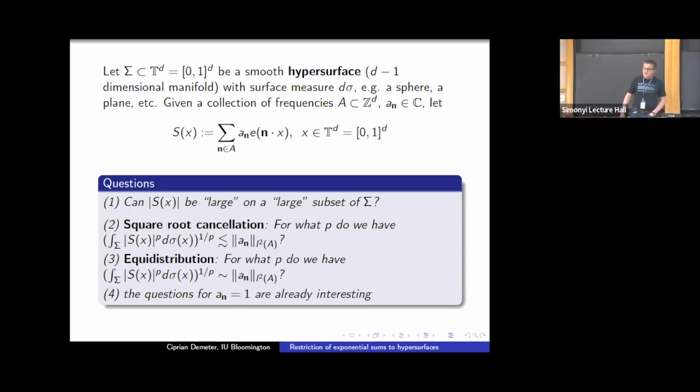And I would say that the questions for constant coefficients n equals 1 are already hard and interesting. Perhaps number theorists would be more interested in the case n equals 1. Oftentimes, our methods that use Euclidean harmonic analysis make no difference between the case n equals 1 and the arbitrary case. So we get the general case just as a natural byproduct of our theory. Good. Any questions?